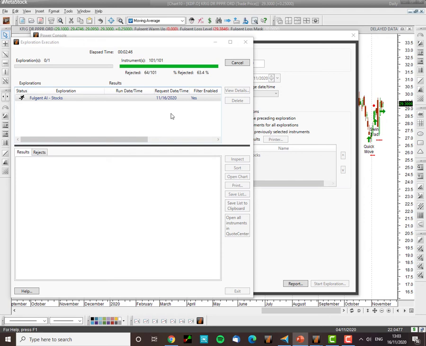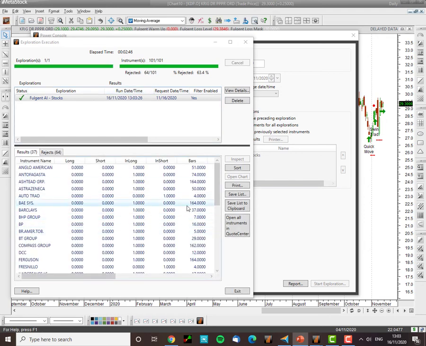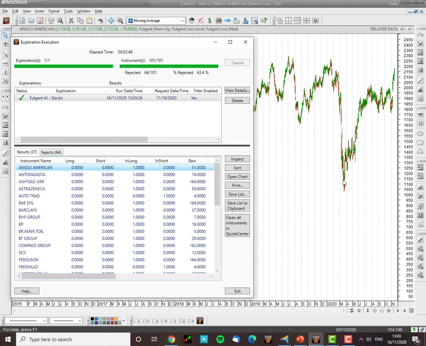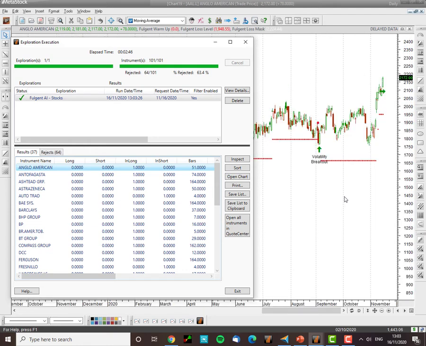We're almost finished. There we go. On this result, we've got long and short, which means that these are trades closed already. In long and in short is where the AI is in a trade already, in a long or short position. And we can see how old the signal is. Bars: 50, 74, 164. There are some trades, Anglo-American for example, where the AI is in the trade for quite a while now, 51 trading days.